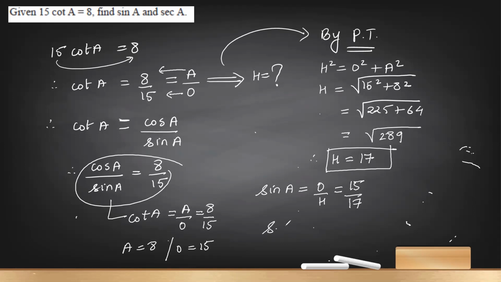And sec A. Sec A is going to be hypotenuse upon adjacent. Hypotenuse is 17. Adjacent is 8. So these are the two values. Right? Let's start the next question.